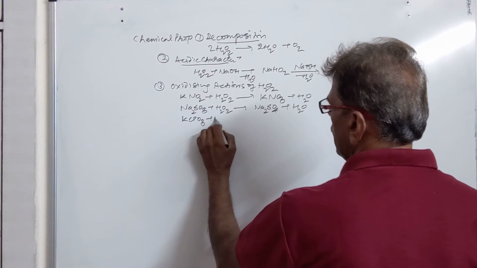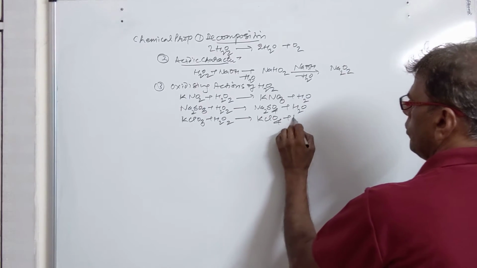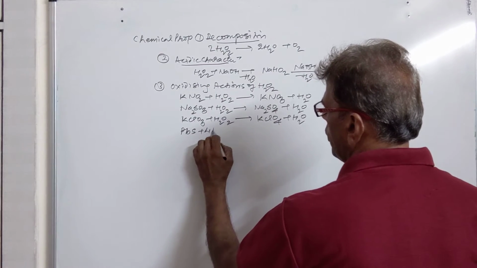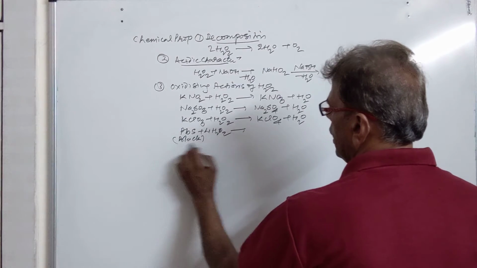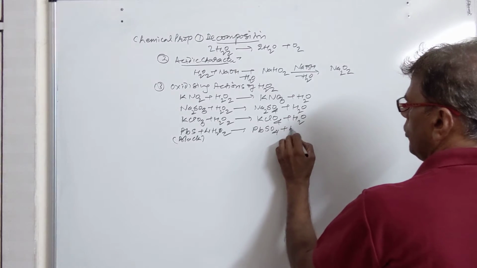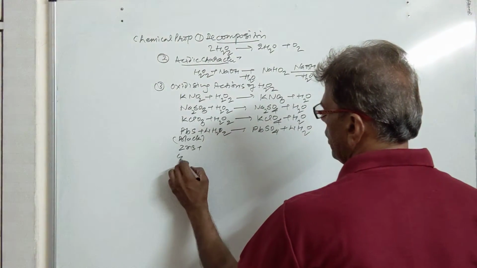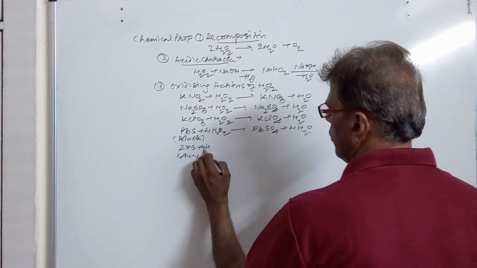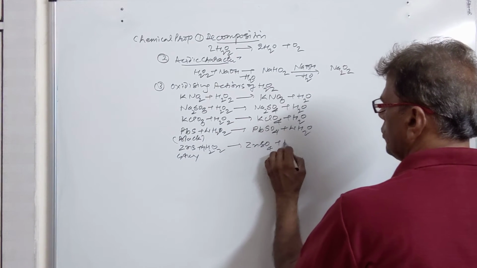KClO3 combines with H2O2, gets converted to KClO4 plus H2O. PbS combines with 4H2O2. This is a black colored substance. It will become white PbSO4 plus 4H2O. ZnS similarly is grey colored, combines with 4H2O2, giving you ZnSO4 plus 4H2O.